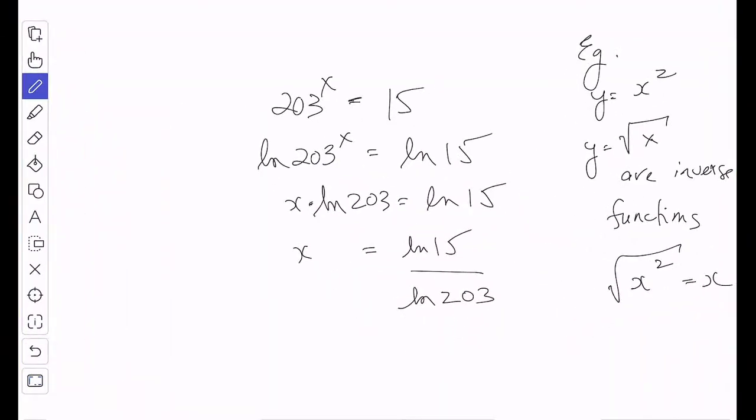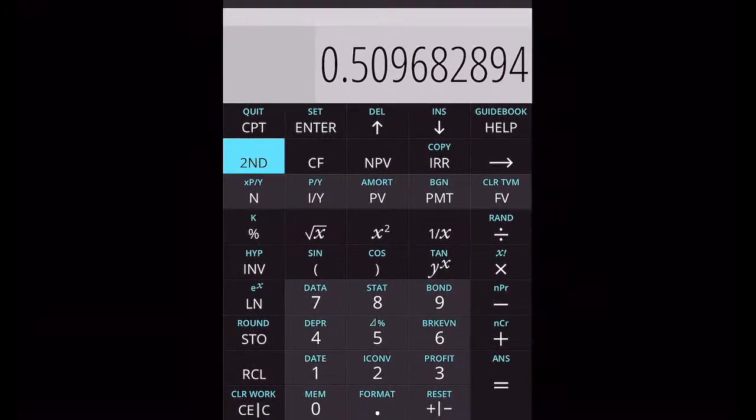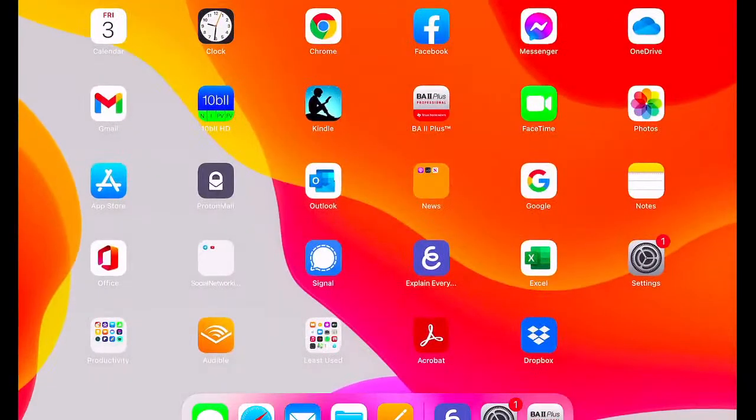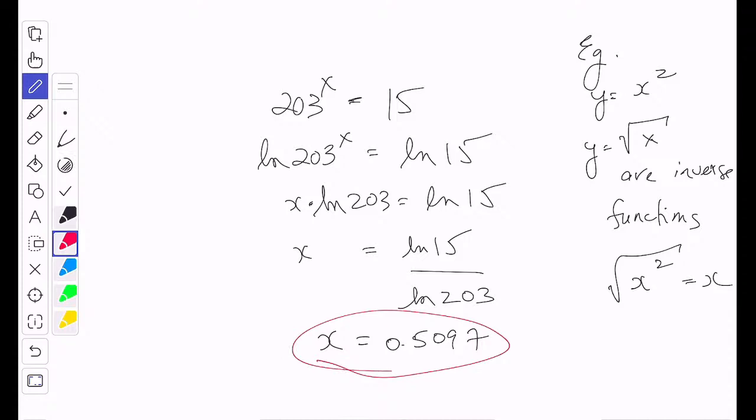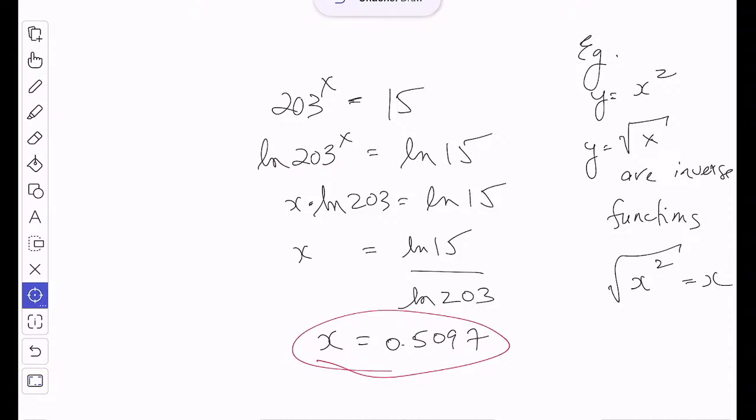Is that all right? What was my answer? 0.5097, let's say. So you can check your answer. You can take 203 to the power of 0.5097 and you should get 15. So I'm doing this because someone asked me to do another problem and I thought it could help. Okay, the main thing is understanding logs and exponents are inverse functions, so it neutralizes the exponent.